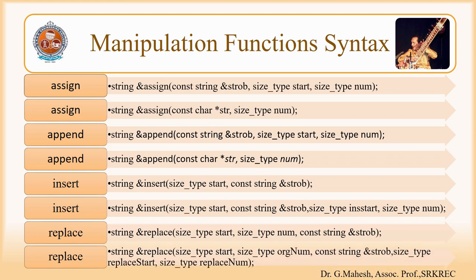Another function is also the replace function. Here you can mention the starting position and the number of characters of the invoking object, and also you can mention the starting position and the ending position, or the number of characters, of strob.